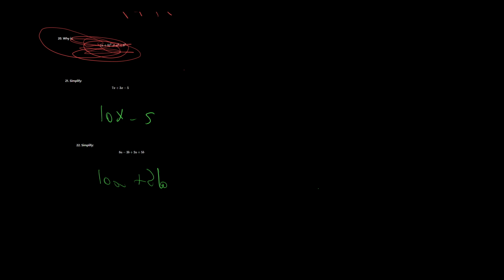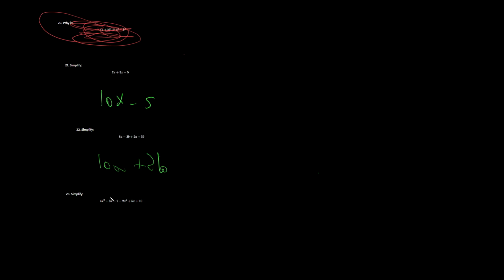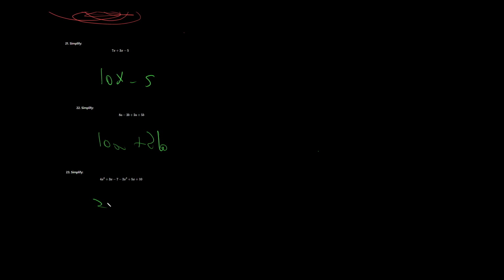Now we have this. Simplify. Okay, so we have 4 of x squared minus 2 of x squared. We get 2x squared. We're adding 3 of x. We're also adding 5 of x. So we're adding a total of 8 of x. And we're taking away 7 and we're adding 10. So in total, we're adding 3.